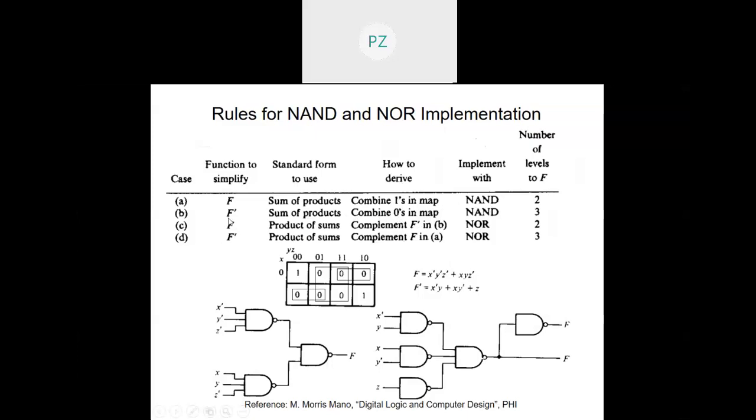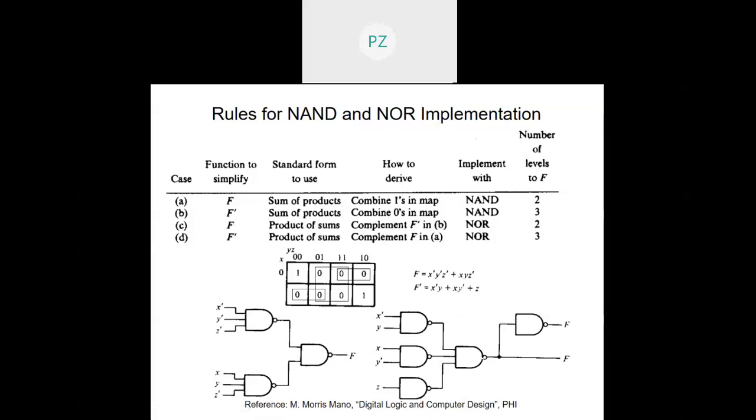Suppose I have to realize f dash and the sum of products is given, then I must combine zeros in the map, because if f is given in sum of product form and I want to get f dash, I must combine zeros in the map but in sum of products form. So I'll get NAND NAND implementation, and this will be a three level thing, just as I've shown here. I'll come to it. Let me complete this table first.